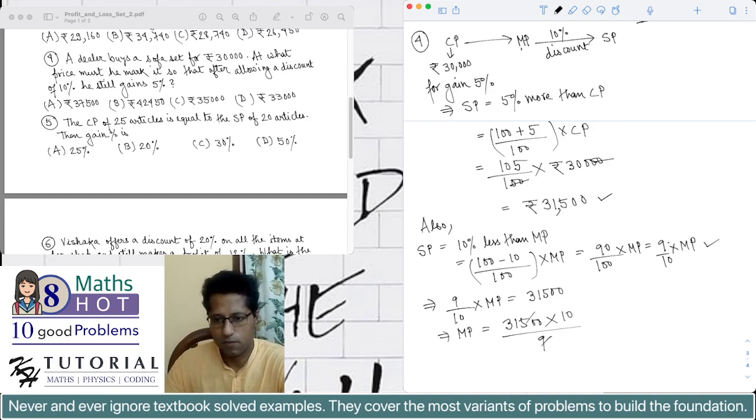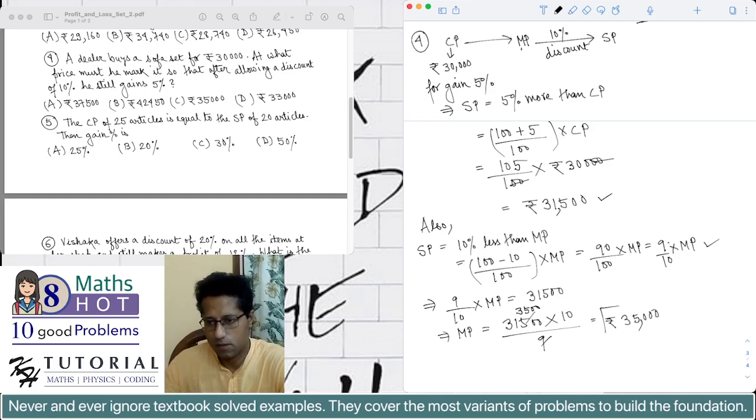This is equal to 9 should cancel 315. Let's see, 327 and 500. So this is equal to rupees 35,000. 35,000 should be the mark price, and hence the correct choice is C.